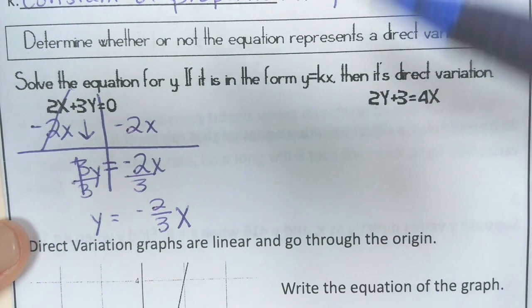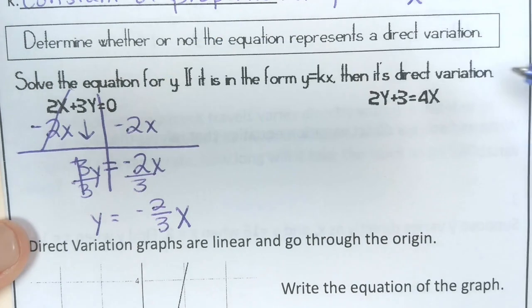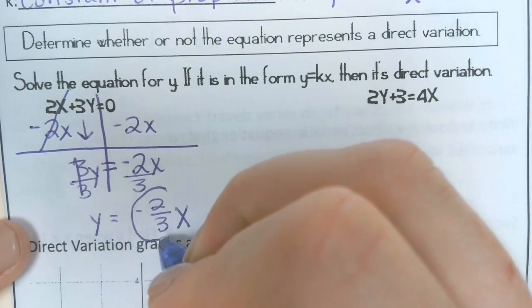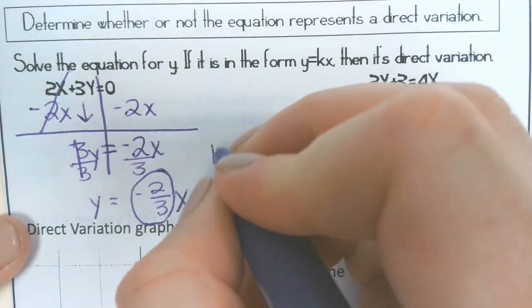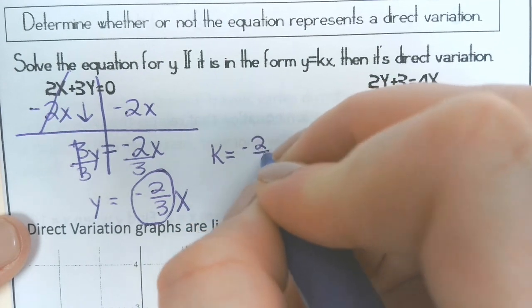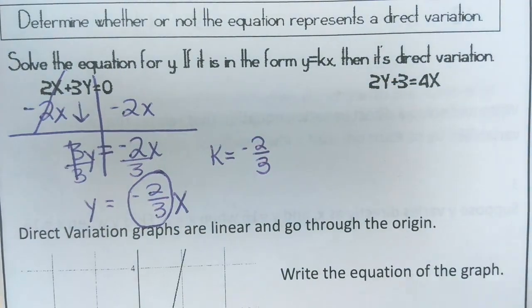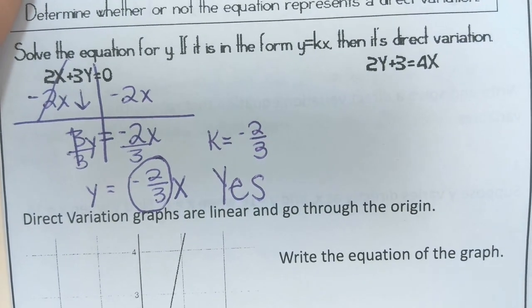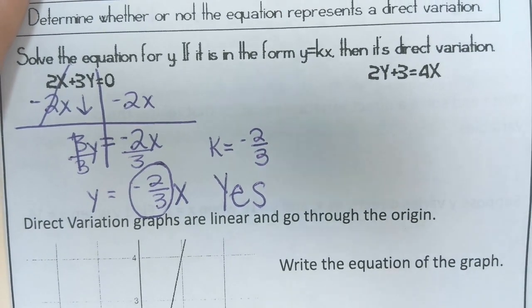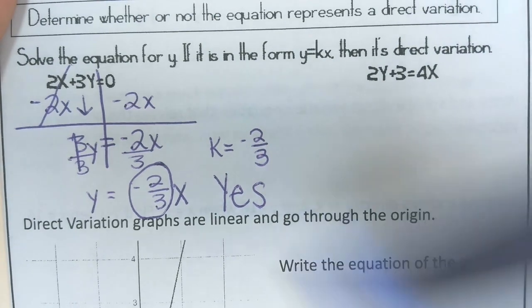So we're asked, is it direct variation? We'll look at the number in front. That's our k value. K equals negative 2/3. There is no plus or minus b, so it is a yes. It is direct variation. So I'm just putting yes because it says determine whether or not the equation represents direct variation. So yes.